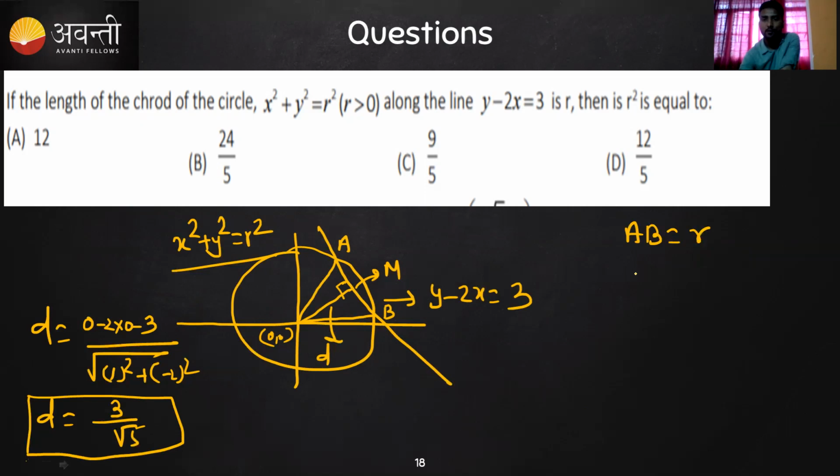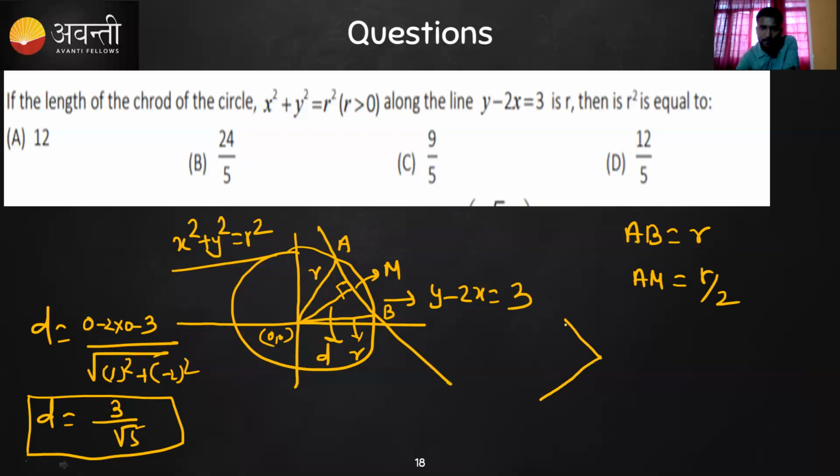So from here what we can do, we know this AM will be r by 2, because if there is a perpendicular, it will simply divide this chord into 2 equal parts. So from here AM will be equal to r by 2, and we all know this is r and this is also r.